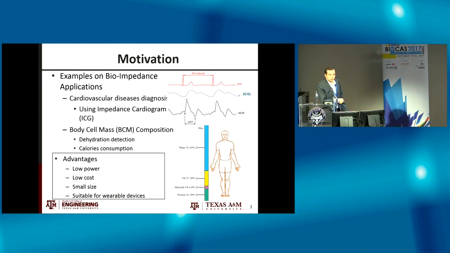Another example for the bioimpedance application is body cell mass decomposition, where I can find the amount of water and fats inside my body. I can detect dehydration and also find the calories consumption of our bodies. And among the advantages of bioimpedance, it is very low power, low cost, small size, and can be easily integrated in IC chips, so it is very suitable for wearable devices.